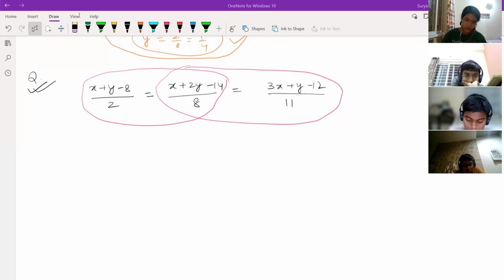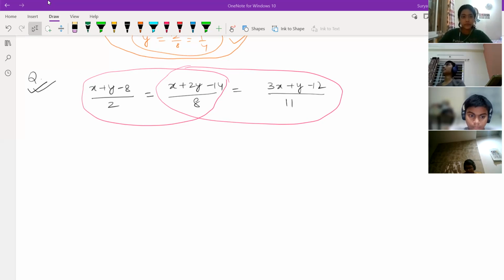Is y 3? Y 3, you are getting y 3? Okay, let me check. Wait, I made a mistake. I'll try again. I'm getting x as 2. Okay, let me check. Sir, then is y 6? Yeah, y 6. One minute. X is 2, y is 6. Is y 6? Yes, y 6.